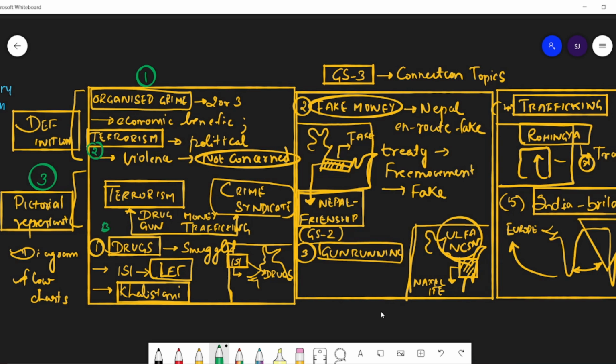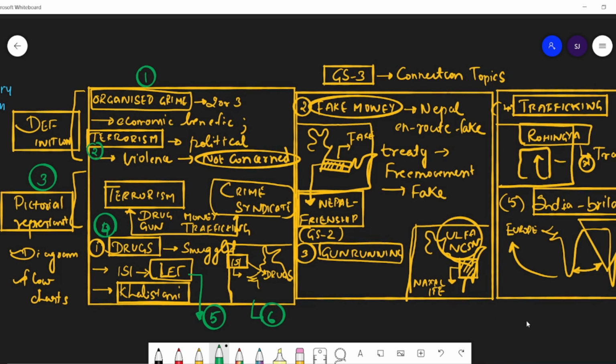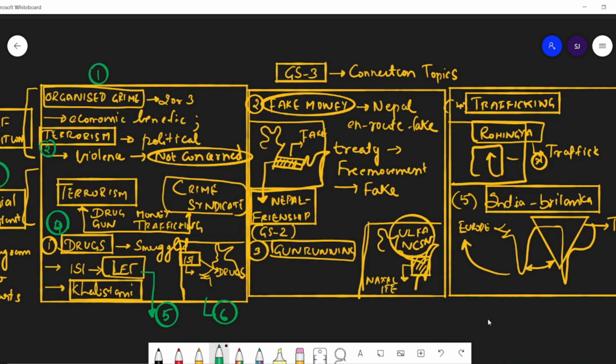So drug trafficking, fourth point is there. And one terrorist organization name is also there. This is the fifth point. And one diagram is there. See here, sixth point. Next page you come here. Next page you can talk about fake currency. So seventh point. Here you can talk about, for example, demonetization also.